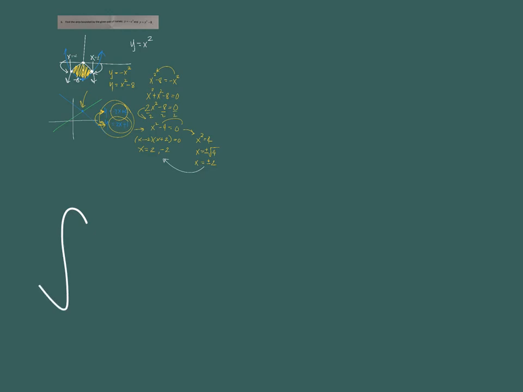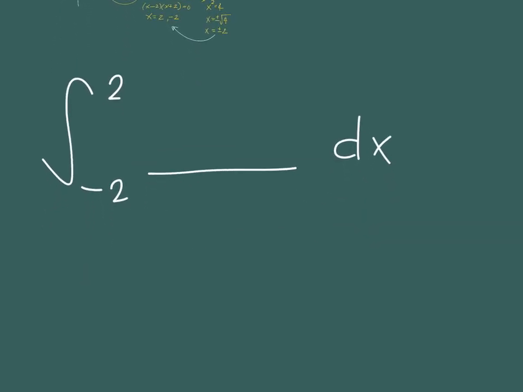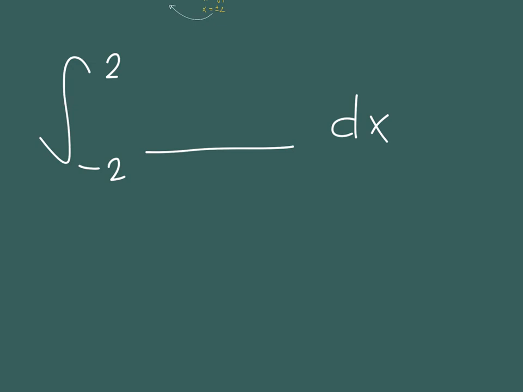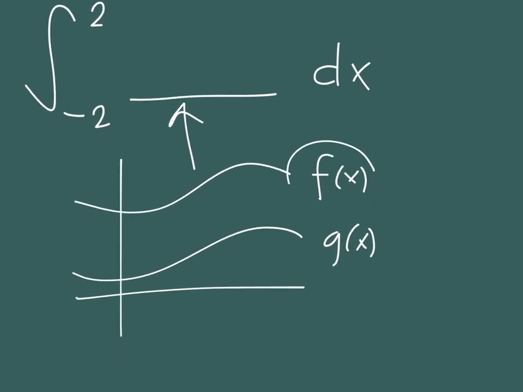So we integrate from negative 2 to 2. The problem now is what are we going to put within the integration? There is a formal way of doing this, but to make it simple, whenever you're given two graphs, the name of this graph is f of x, the name of this graph is g of x, the expression that should go inside will be the difference of the higher and the lower graph.